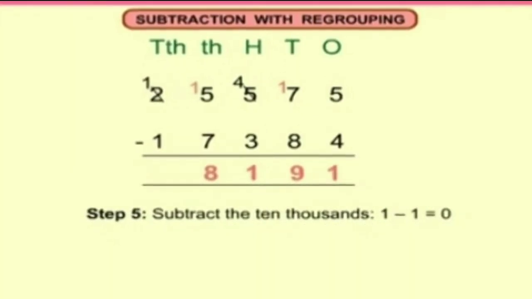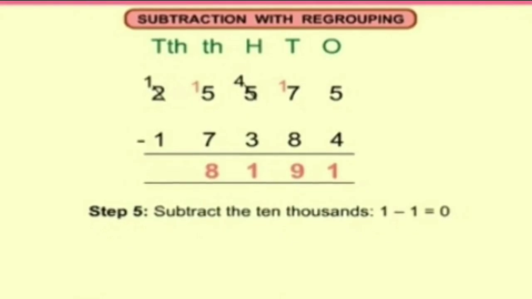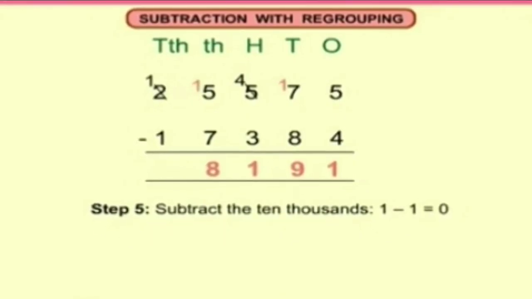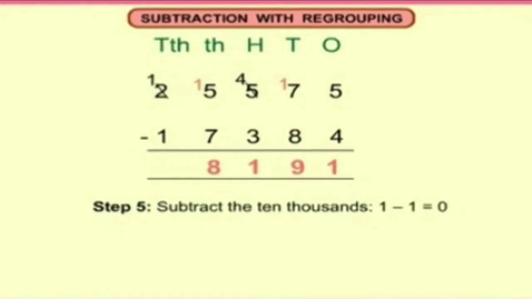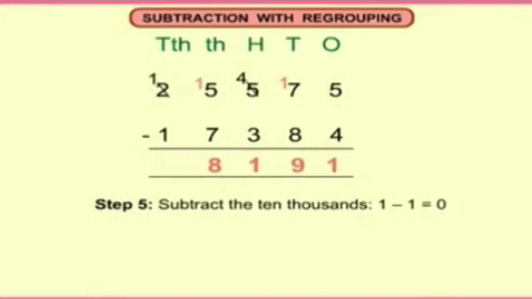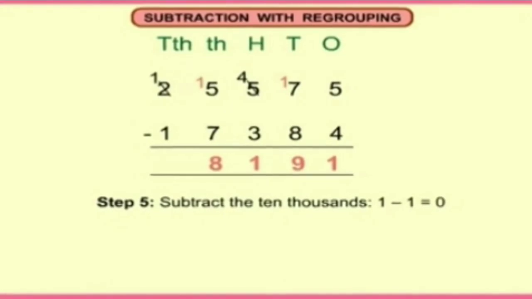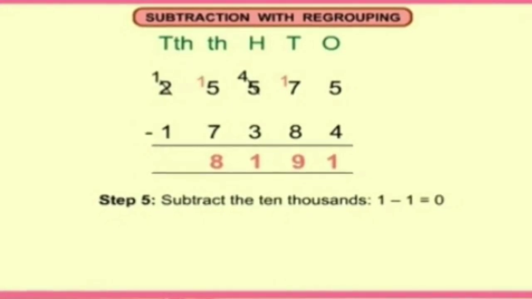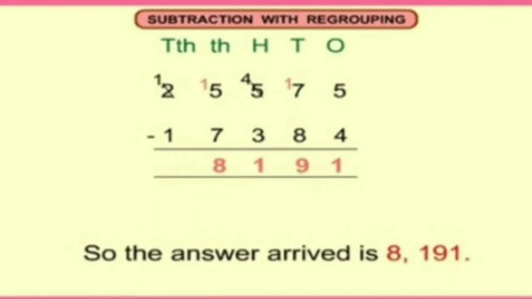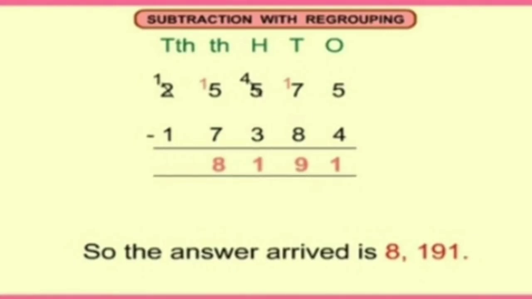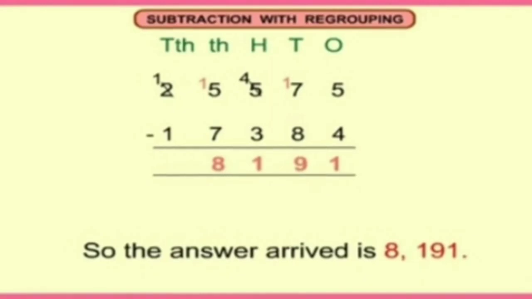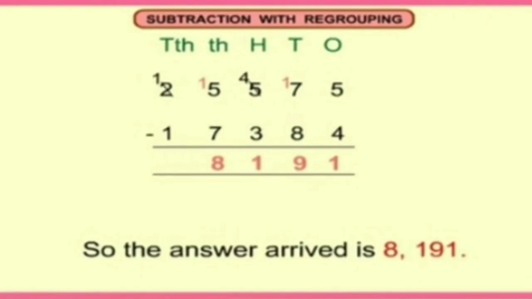Now in step 5, again 2 was written over here, but 2 has already given its 1 to the nearby thousand and it has become 1. So now what do we have to do? We have to subtract 1 from 1 and we get 0 as an answer. So after the final subtraction we get the answer as 8,191. So this is known as subtraction with regrouping or subtraction with borrow. So what we have done in these steps is, if the number is smaller, we have borrowed one from its nearby period to carry out our subtraction properly.